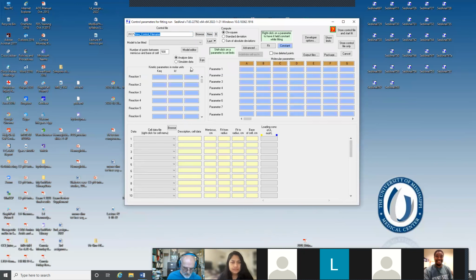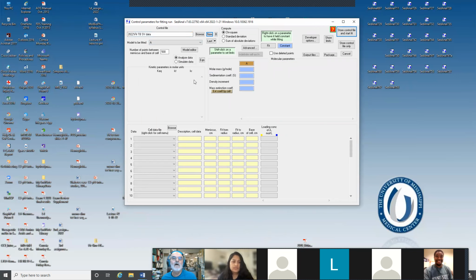I want to say fit tubulin SV data. I want to use a monomer model because that's what I simulated. I know that its molecular weight is 100,000. I know its sedimentation coefficient is 5.8. I put in 0.27 for this. I know this is 1.44. I can pull in a data set. There's only one data set.